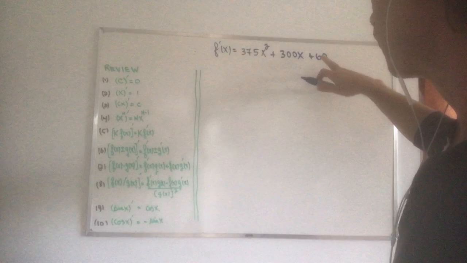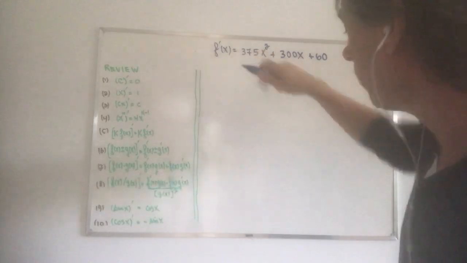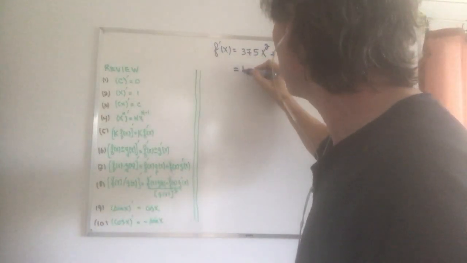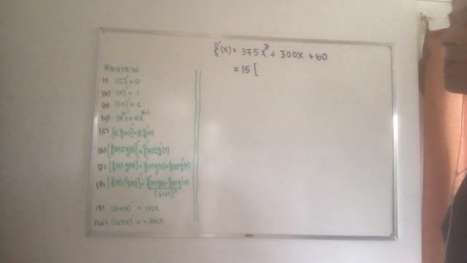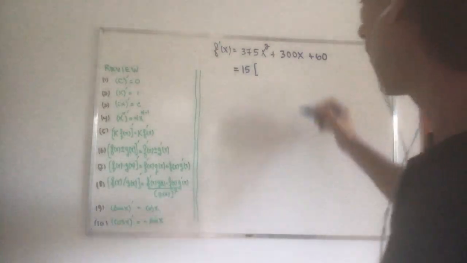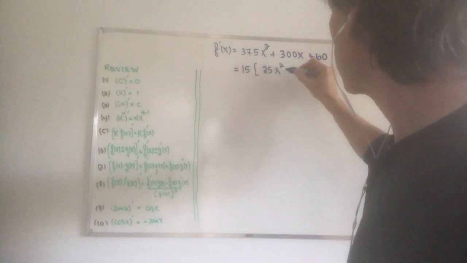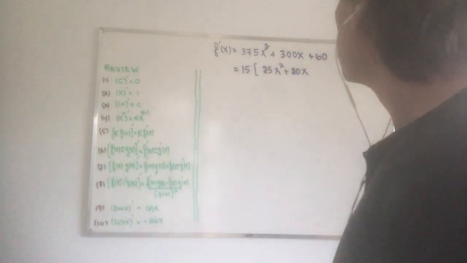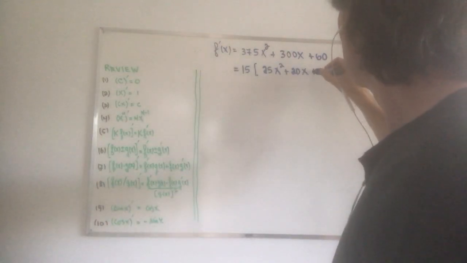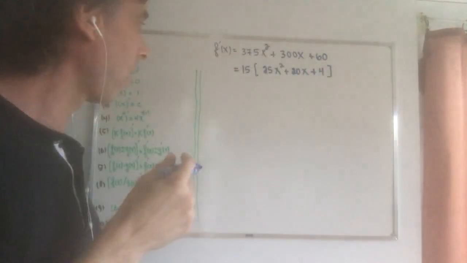It so happens that 15 goes evenly into 60, and 15 goes into here, and 15 goes into there. So you know what? I'm going to factor out 15 from this. 15 goes into 375 25 times. 15 goes into 300 20 times. 15 goes into 60 4 times. And here we are, 25x² plus 20x plus 4.